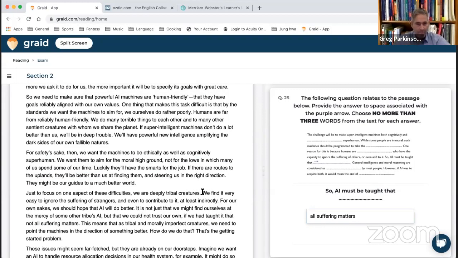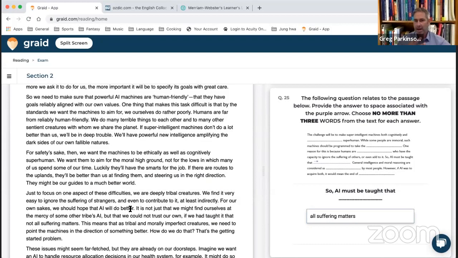So, okay, let's have a look at the whole paragraph here, right? So we'll start from here. We are deeply tribal creatures. We find it very easy to ignore the suffering of strangers, right? So some humans do. They find it very easy to ignore other people who are in trouble, right? So, and we even contribute to it, right? So unfortunately, as humans, we have wars, right? Sometimes indirectly, right? That could be carbon emissions, for example. For our own sakes, we should hope that AI will do better, right?